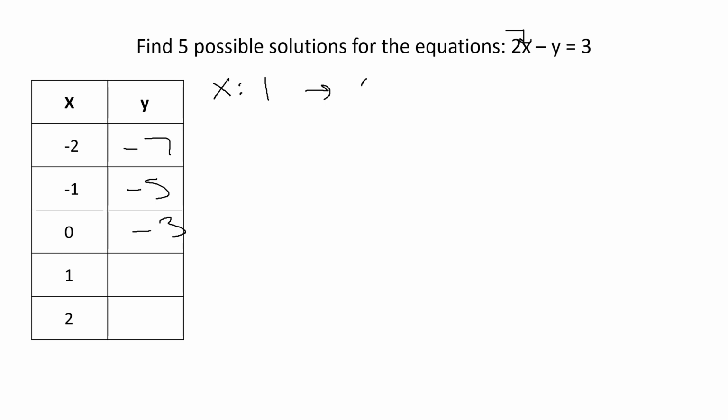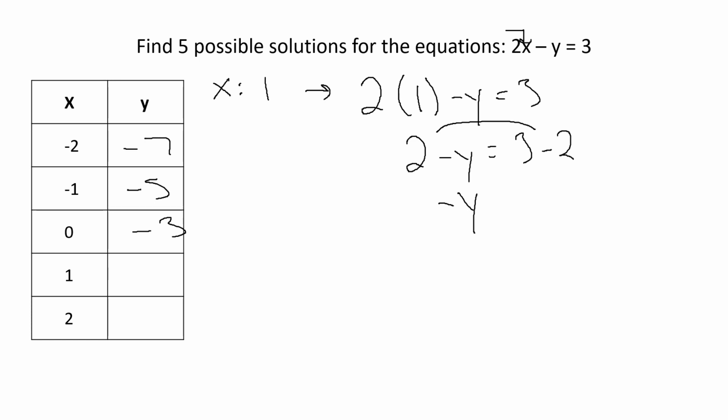So if x is 1, we're going to do 2 times 1 minus y equals 3. 2 times 1 is 2. Now, the reality is it may not change it every single time, but it usually will. Move my 2 over, so 3 minus 2, negative y equals 1. Move this over, y equals negative 1.